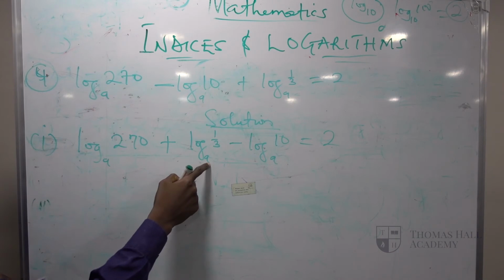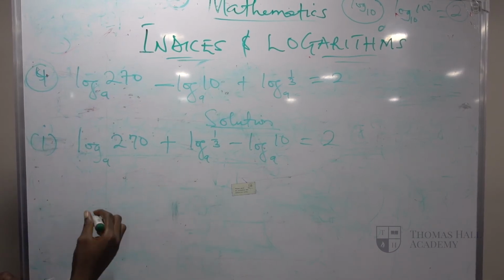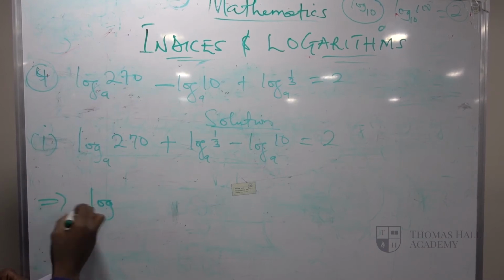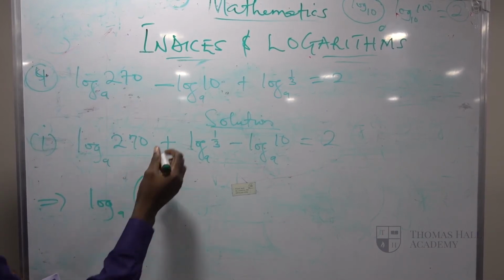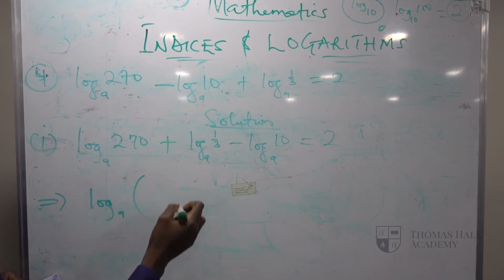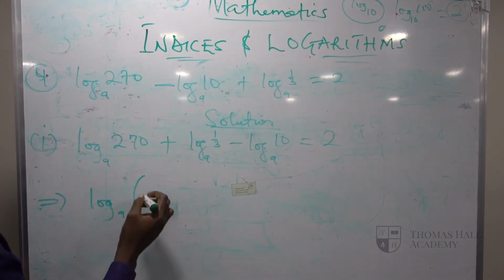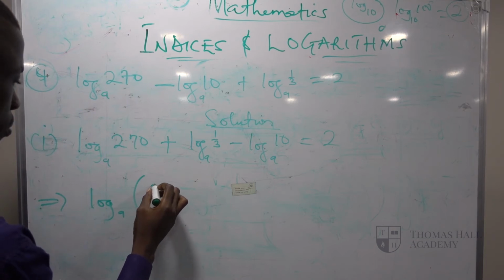These are the same basis, the same logarithm, the same basis. So we have log A. Let's factorize this. Open the brackets. Whenever you see the addition sign, you multiply in logarithm, just like we learned in indices. It's just the other way around.